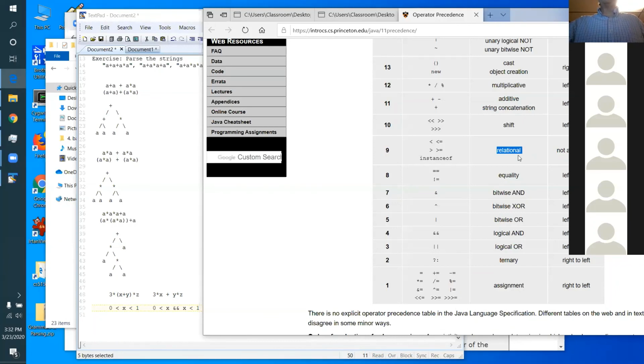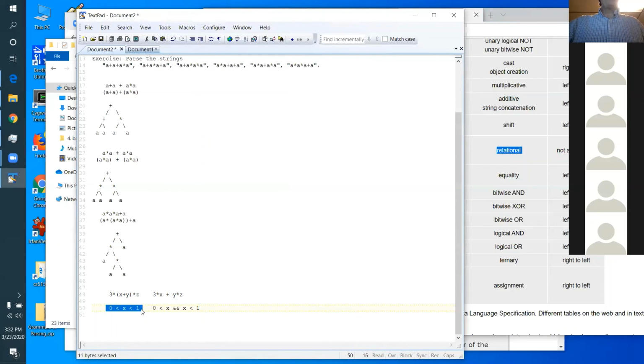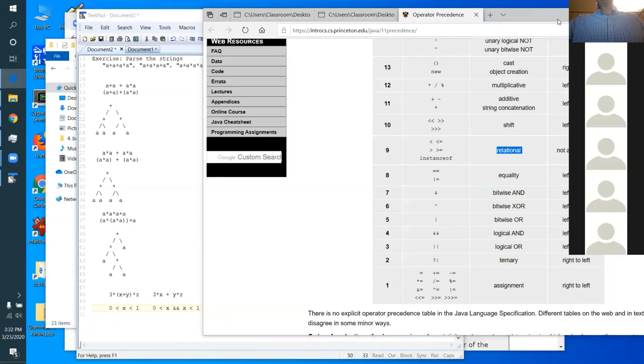It'd be easy to do a little test. But in Java, they made them not associative so that this wouldn't parse. You're just told that that doesn't work. And then you have to know to turn it into something like that. So we want to see how to do that. How do you do that in your grammar?